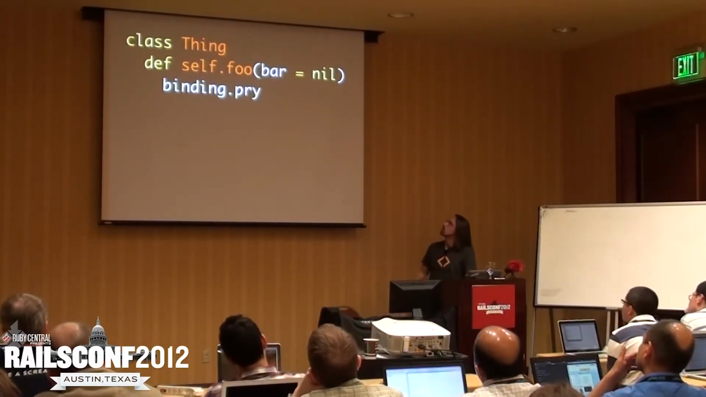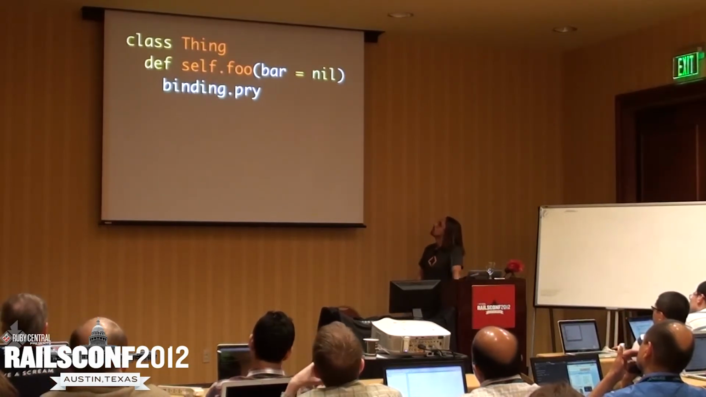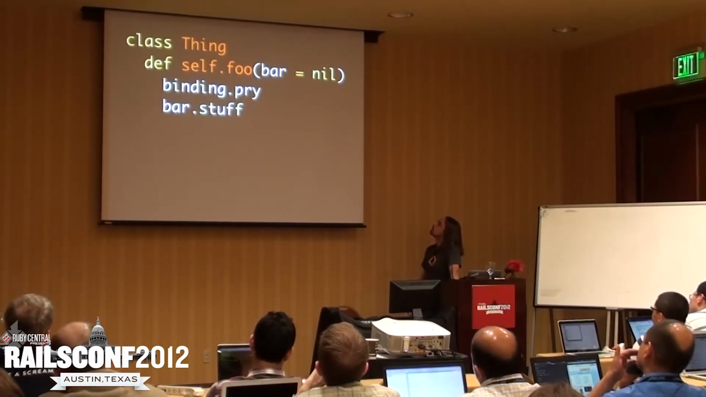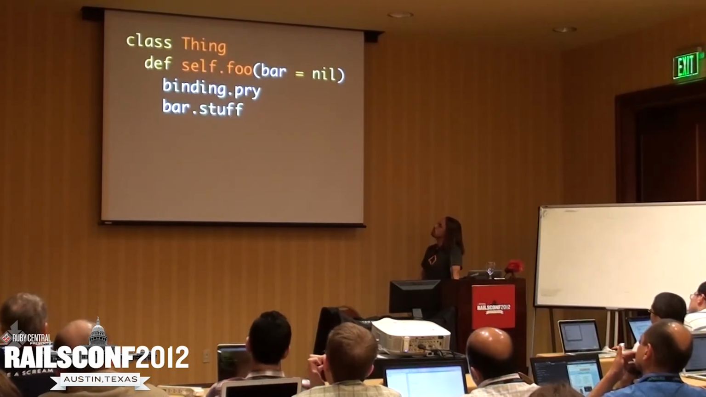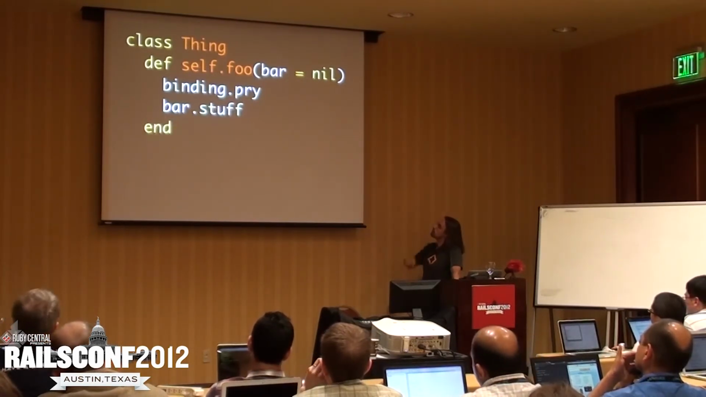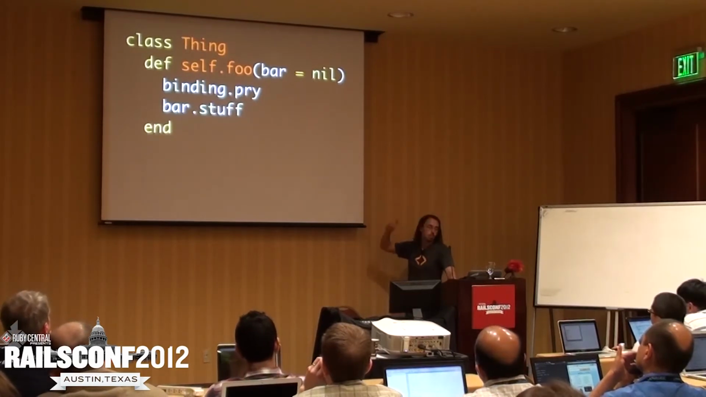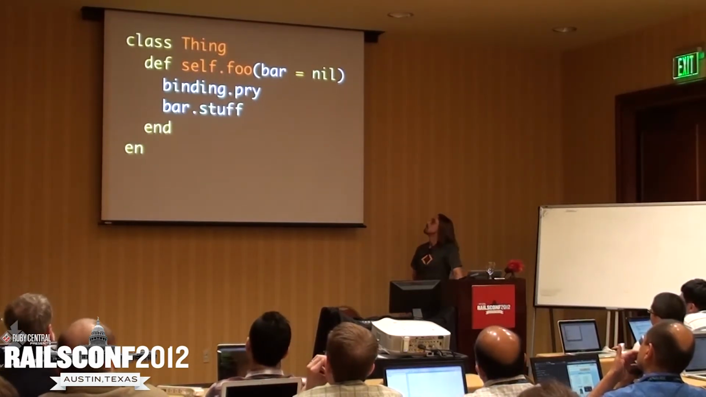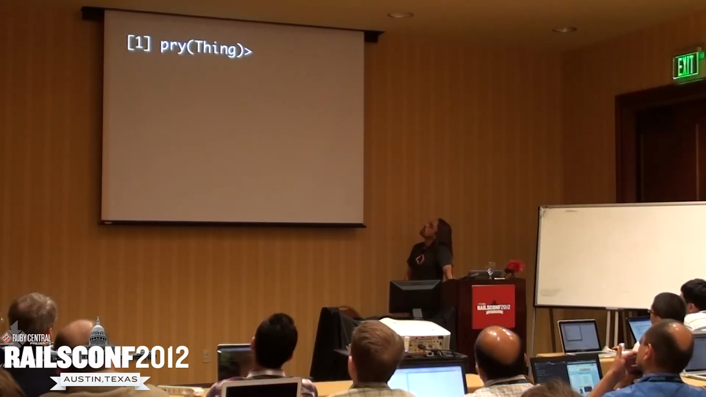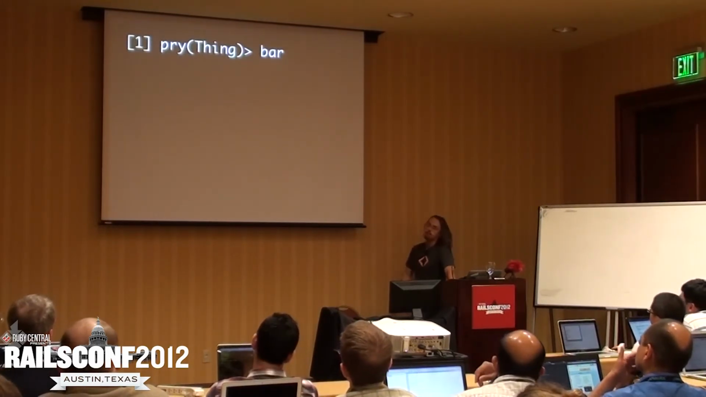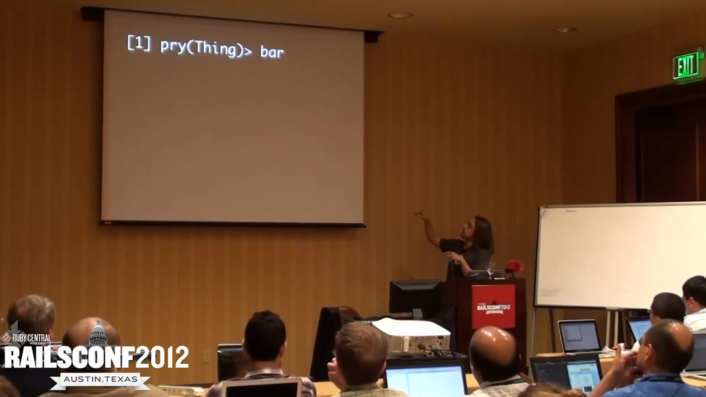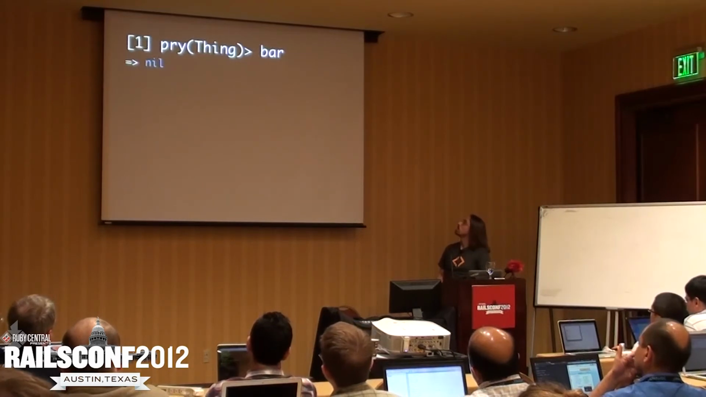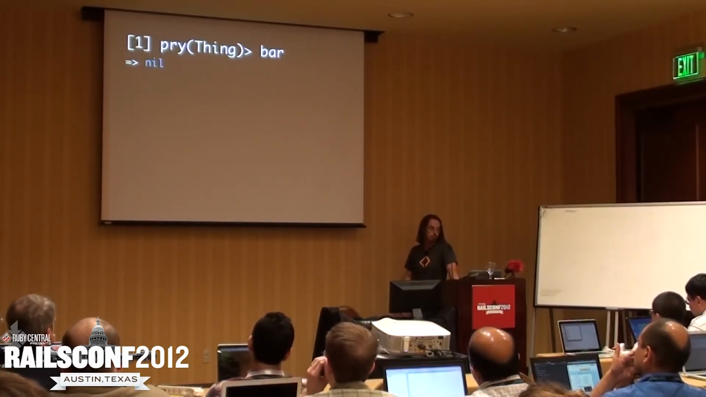So let's say we have something called class Thing. It has a method called foo, and it accepts an argument set to nil by default. I put the little binding.pry over there at the start of my function, and I try to do bar.stuff on that bar argument. The problem is that it's set to nil by default. So if I don't pass anything to foo, there's going to be a problem. And here it is. As soon as I try to run thing.bar with no argument, I get an error. I can see that bar is nil over there, so I can't do anything with it.